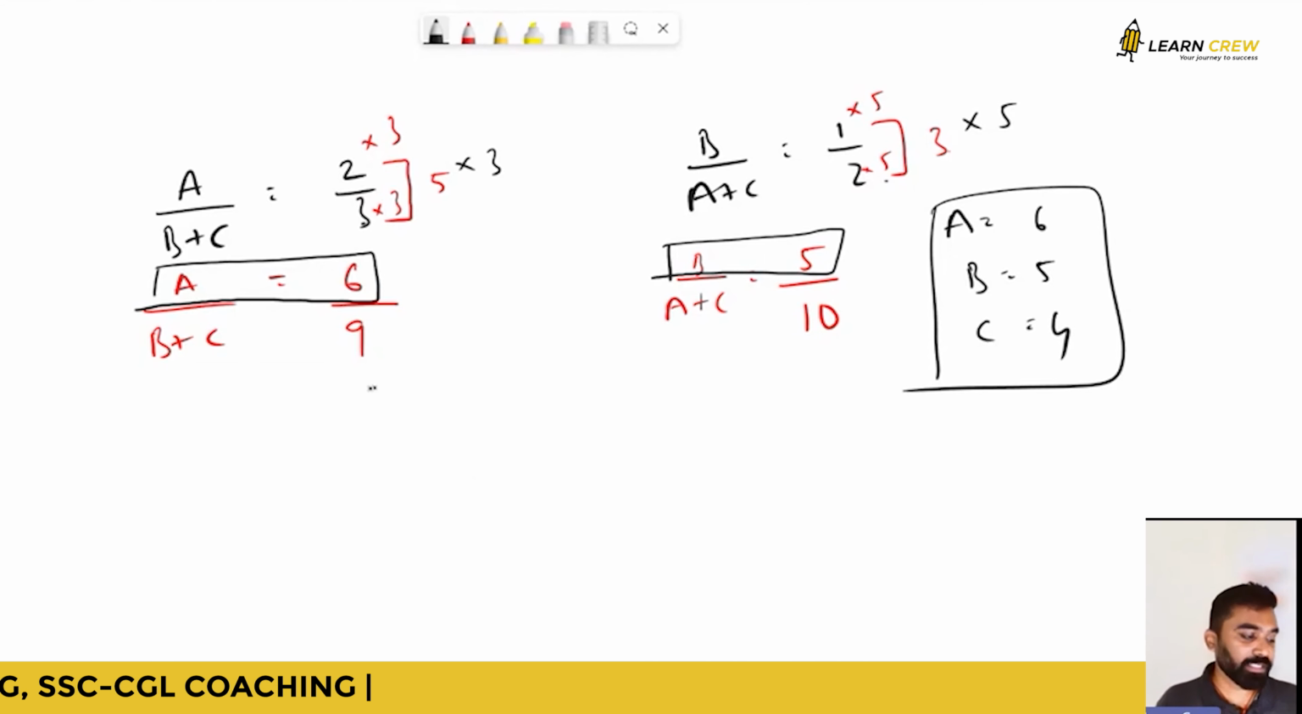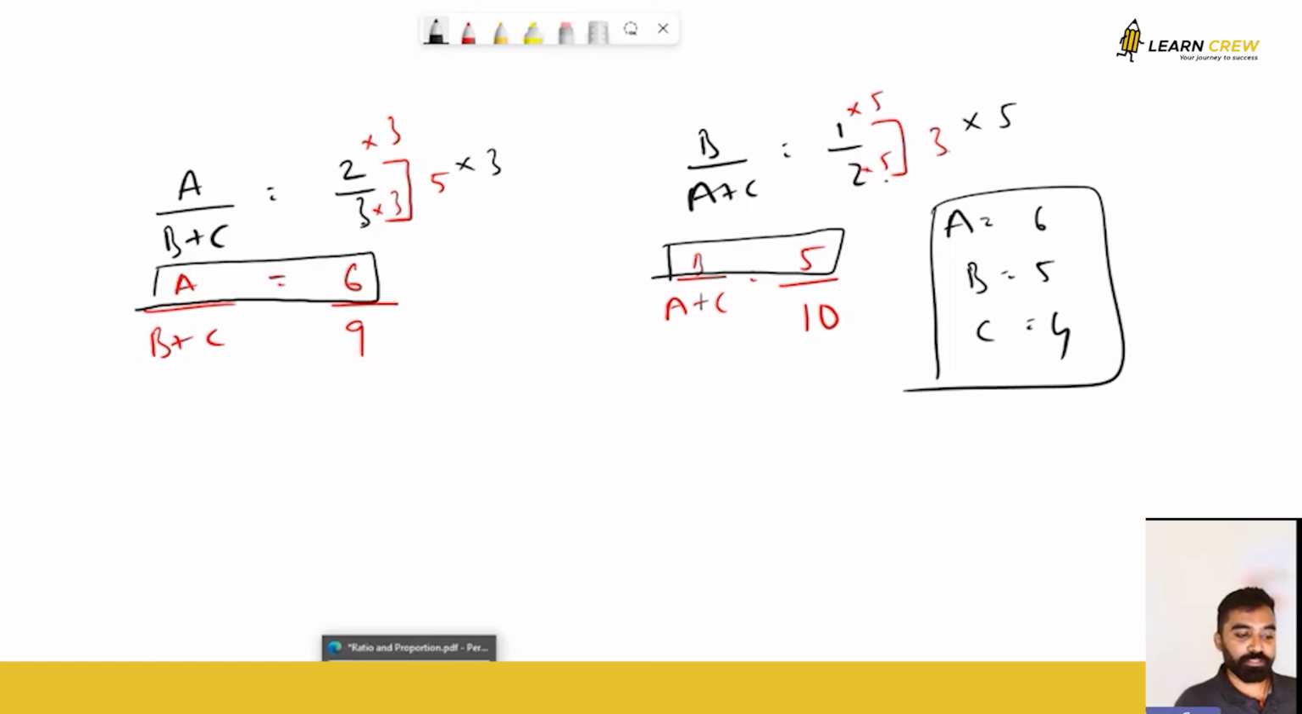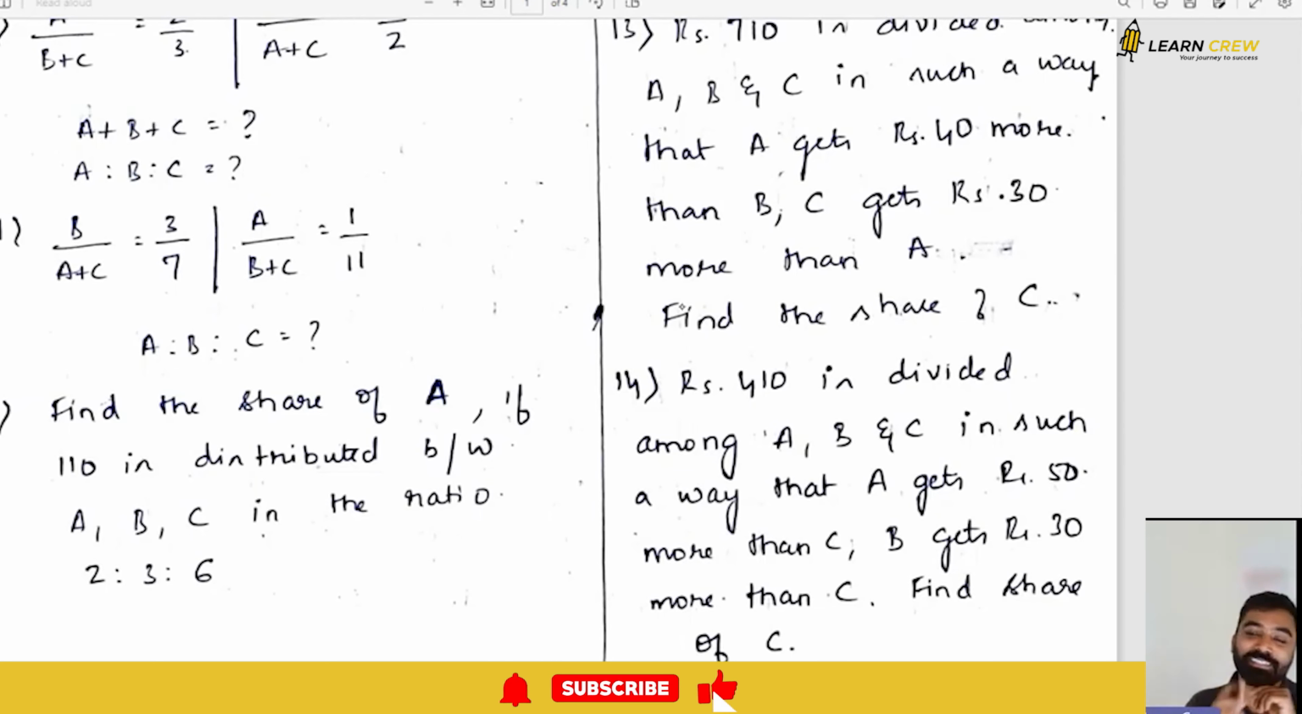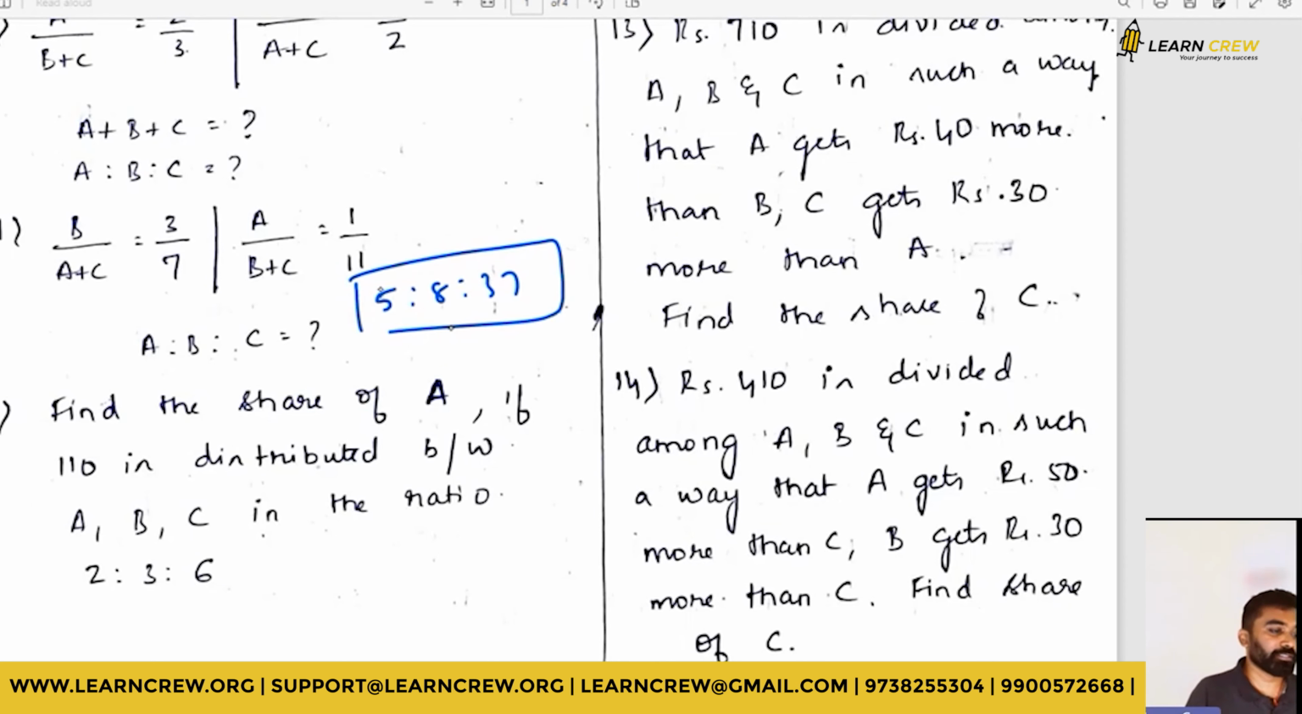Okay. If you completed the 6th one, do the 7th one. 6th is done. 7th. B divided by A plus C equal to 3 by 7. What is A, B, C? 5, 8, 37. Okay, fine.